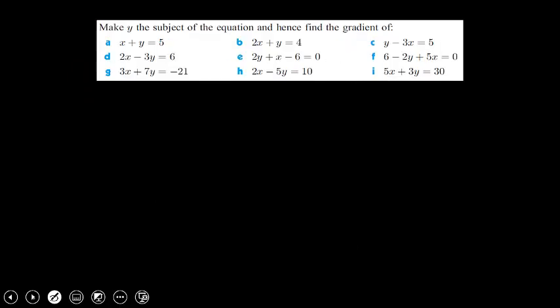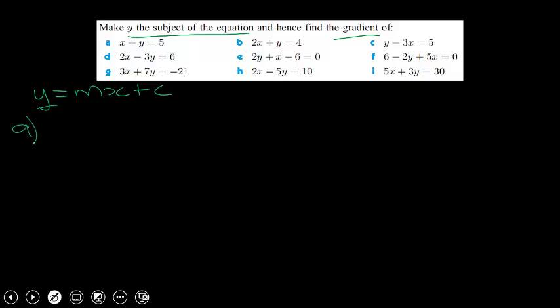Okay. Question 12. Now question 11 I skipped because I'm not going to ask it in your assignment. So let's go to question 12. Can you make y the subject of the equation, hence find the gradient of x plus y equals 5? That's question A. Now they're asking two things. They want y as the subject of the equation and they want the gradient. So the first thing that we want to answer is we want to put your equation into the form y equals mx plus c, where y is the subject of the equation.